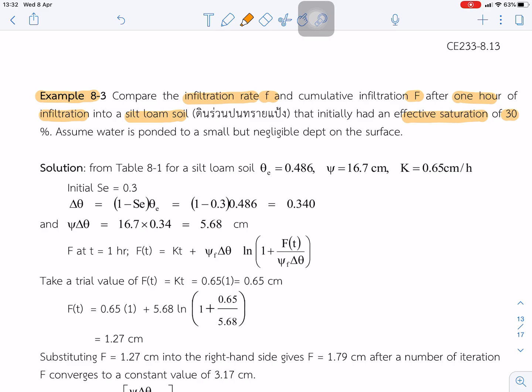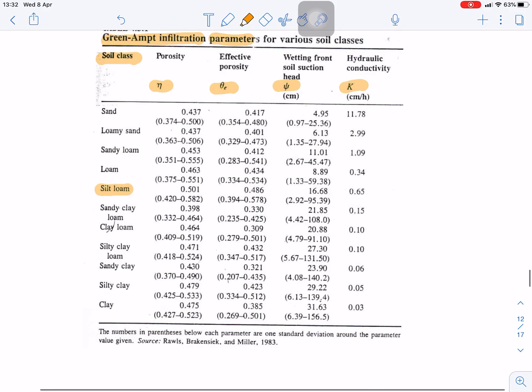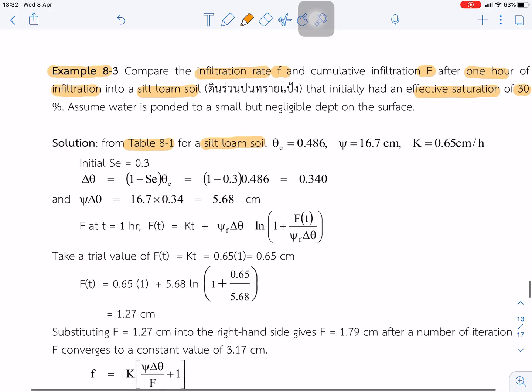Okay, so for the solution, we can look at the above table for the silt loam soil. We can bring the effective porosity, 0.486, and the suction, which is 16.68. So that is what we got from the above table.